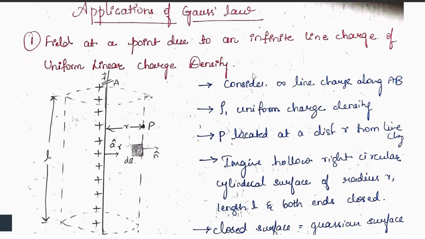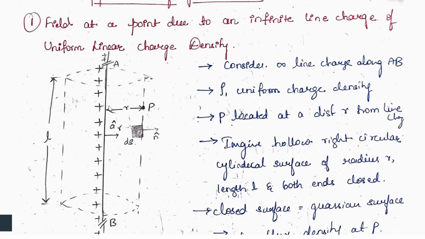Application of Gauss law. The first application is the field at a point due to an infinite line charge of uniform line charge density. So consider an infinite line charge along the line AB. Rho is the uniform charge density that it is having.